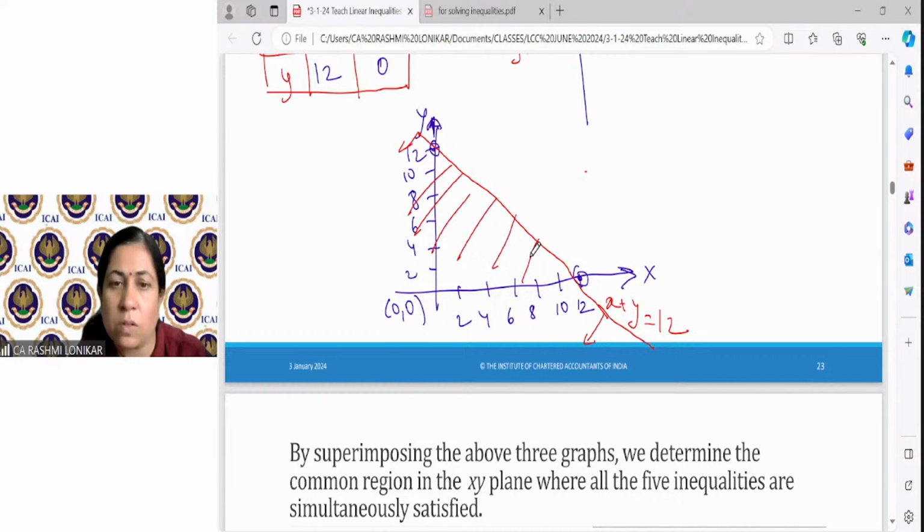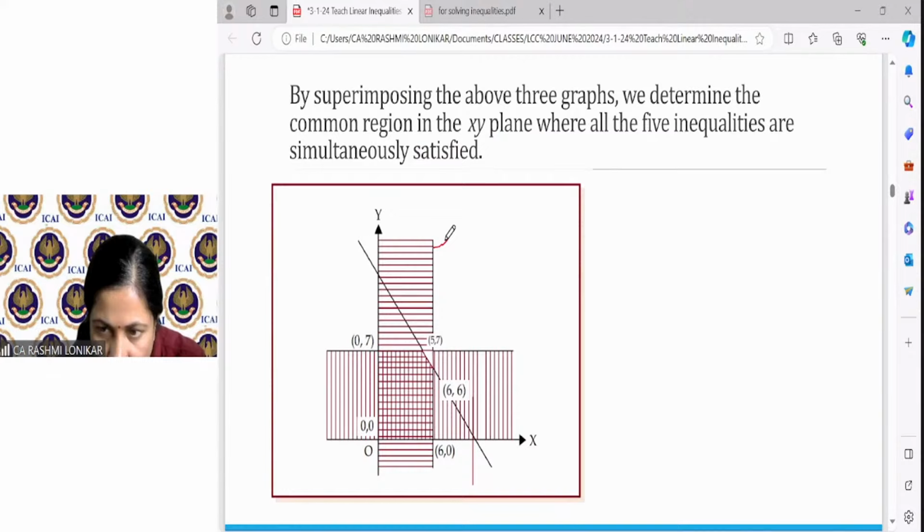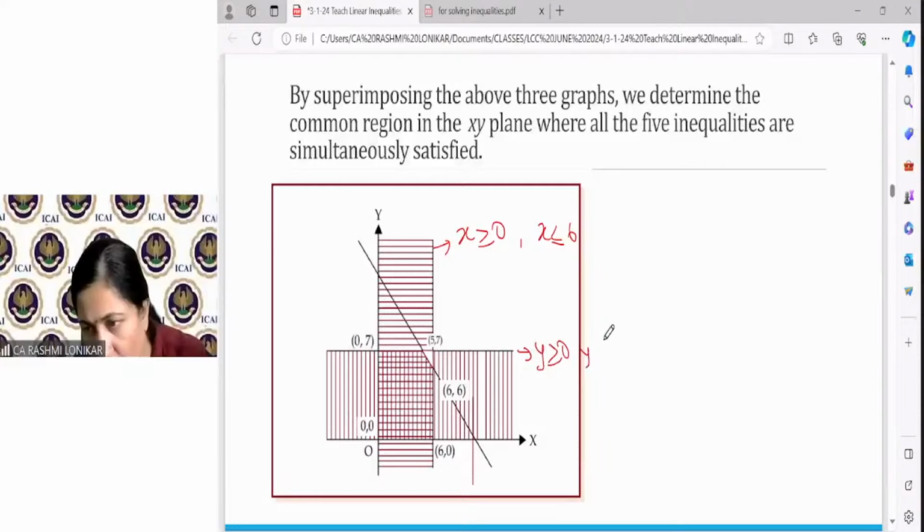Now, what I mean by superimposing the above three graphs? So, this one was what? X is greater than or equal to 0. X is less than or equal to 6. What is this giving me? Y is greater than or equal to 0. Y is less than or equal to 7. And this is X plus Y is less than or equal to 12. All this combination. Now, let us see.